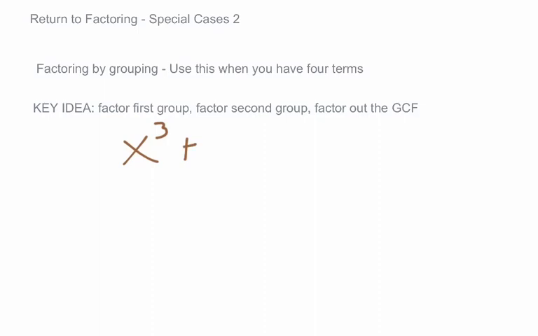So we have x to the third plus 5x squared minus 3x minus 15. I want to draw your attention: notice that this is a cubic polynomial expression. There's no equal sign in it. We're going to save the equal sign for a future lesson. It is 3rd degree and it has 4 terms: 1, 2, 3, 4. So that's when you want to try this. You're going to try this when there's 4 terms.